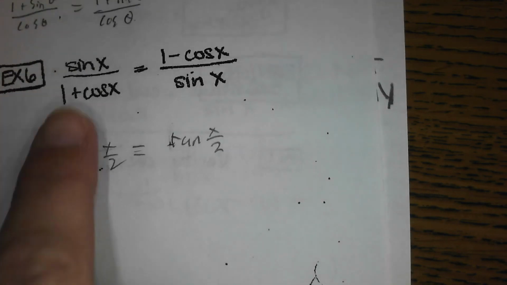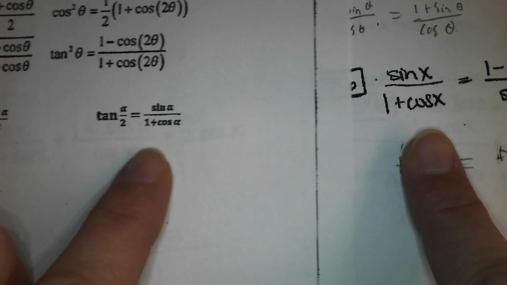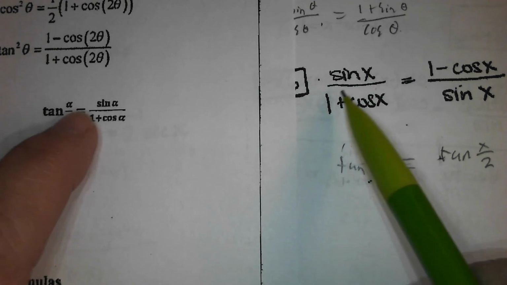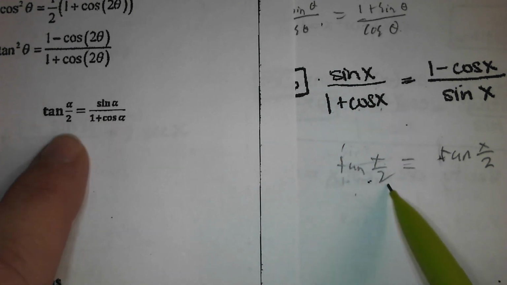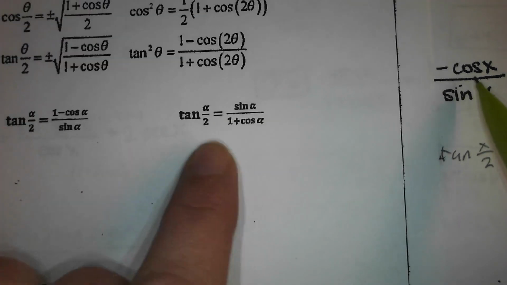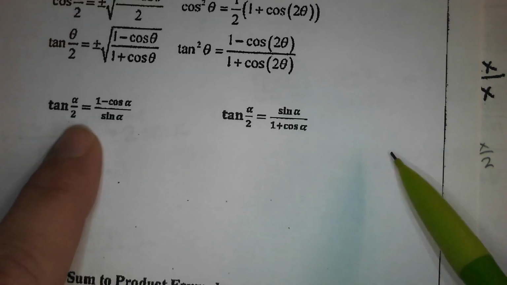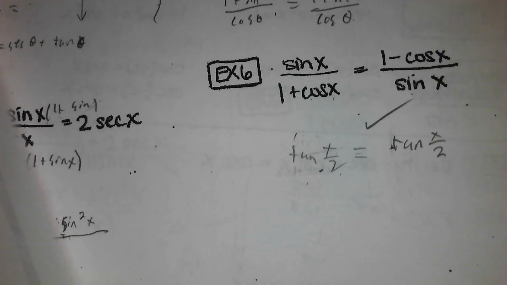Sine x over, oh, not bad, look at you, little problem solver. He looked at his reference sheet, and the sine of something over 1 plus the cosine of something is the tangent of something over 2, and then 1 minus the cosine of something over the sine of something is tan of x over 2. Works.